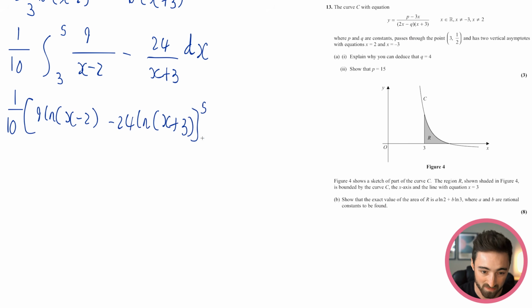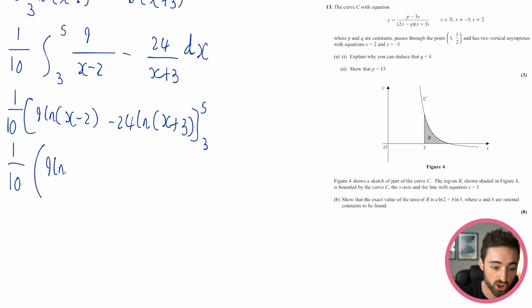Okay, let's sub some numbers in. We're going to get quite a lot of brackets and stuff going on here. So what I'm going to do is I'm going to do 10th, and then I'm just going to do a big bracket, sub all these numbers in, making sure I get the signs right. So I'm going to sub in 5 to this thing here. So it's going to be 9 ln of 5 take away 2, which is 3. Minus 24 ln of 5 add 3, which is 8.